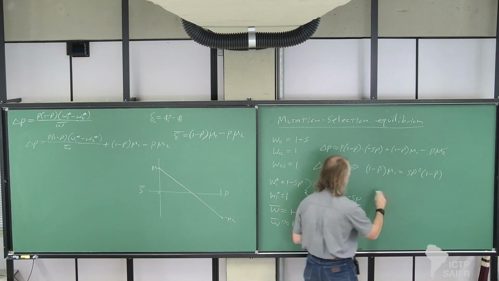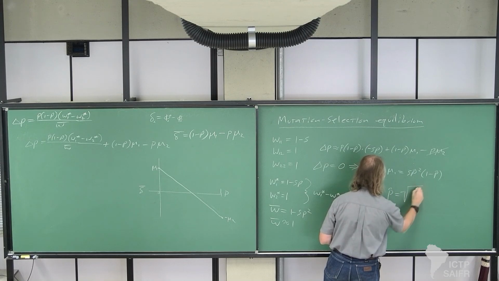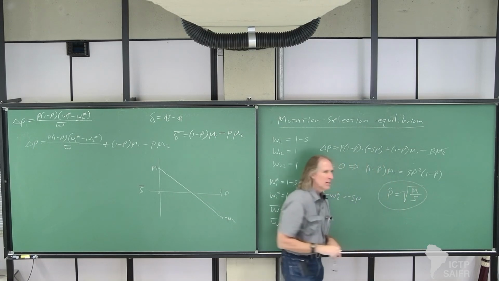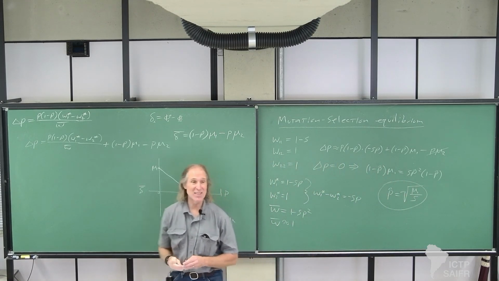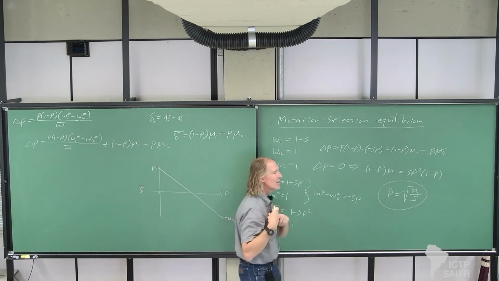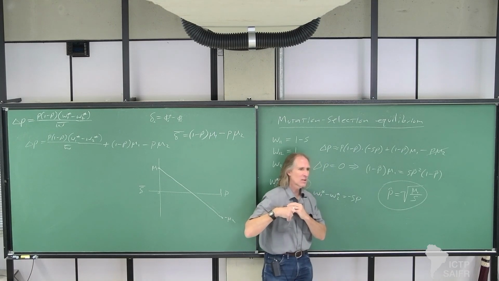Given that, you can solve for that P hat, and it comes out to be the square root of mu1 over S. And that then is our equation for the mutation selection equilibrium when we have selection against a recessive allele. Does that make sense how we got that?